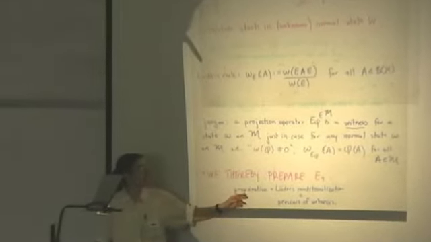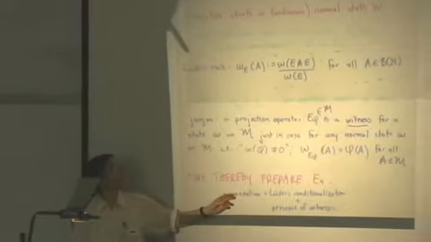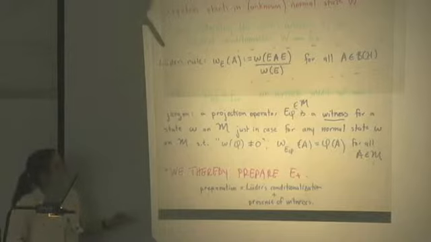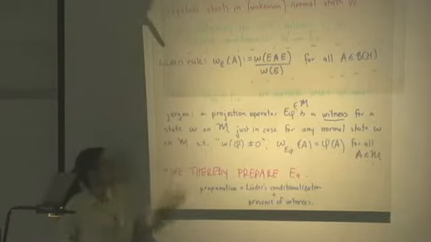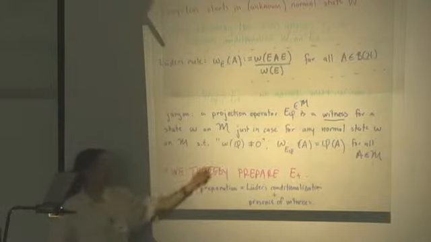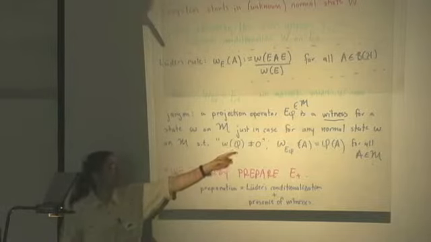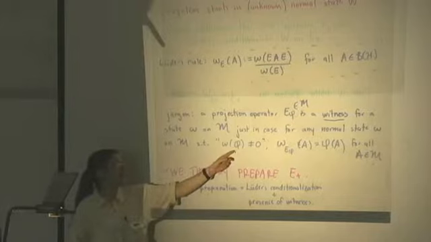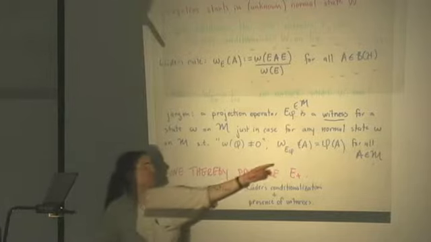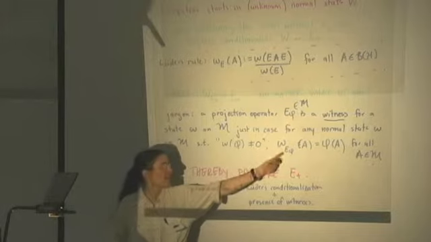Okay, I'm going to call a projection operator in a binormal algebra E. I'm going to call it a witness for a state omega on that algebra, just in case for any normal state omega on that algebra that assigns expectation value different from 0, when you Lüders conditionalize an arbitrary state on the witness, you get the state of which it is the witness.